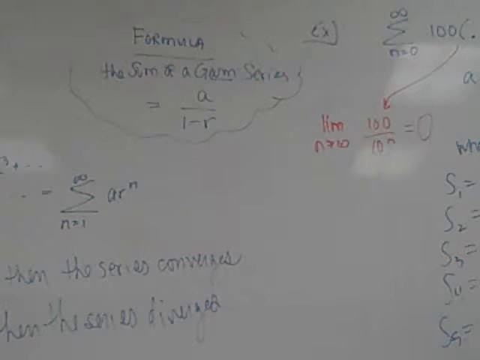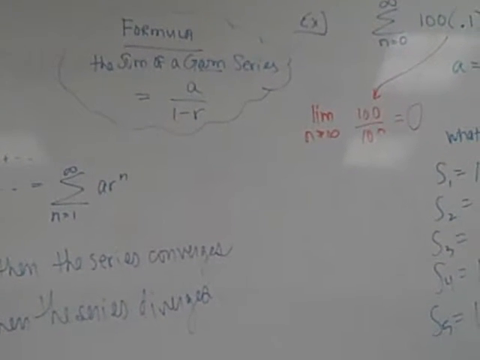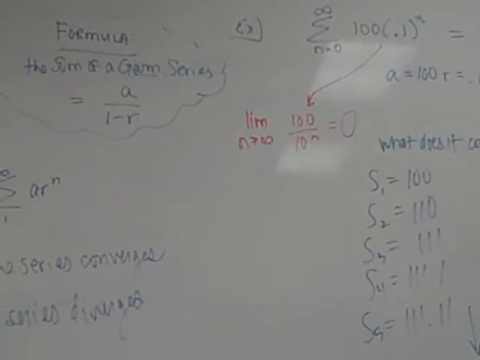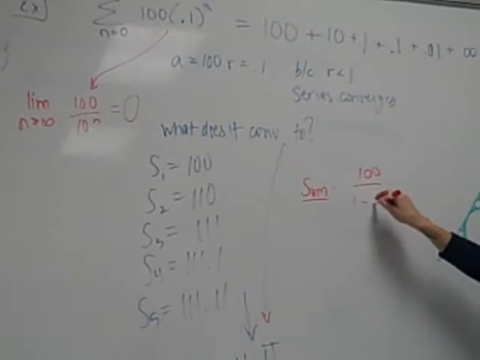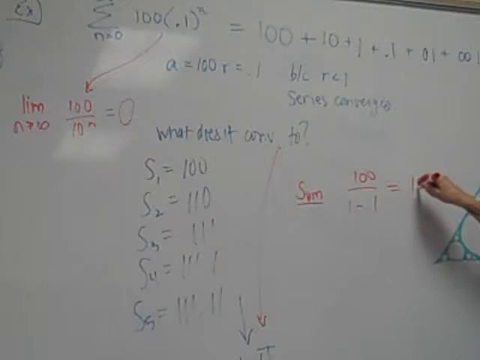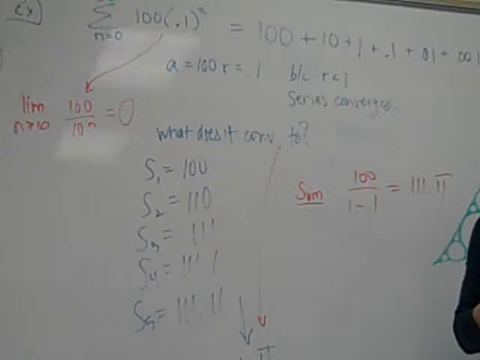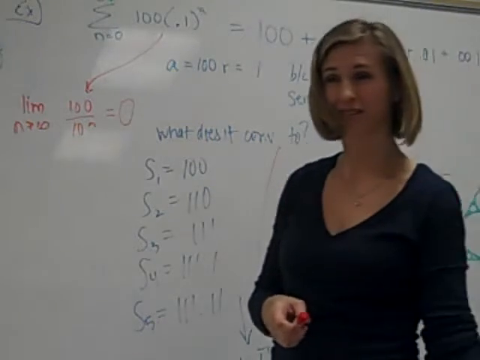So if I was doing this problem, I could have totally skipped the sequence of partial sums idea. I don't have to look at the sequence of partial sums. If it's geometric, I can just use the formula that it's going to be a over 1 minus r, which is going to be equal to 111.11 repeating. Okay, easy?